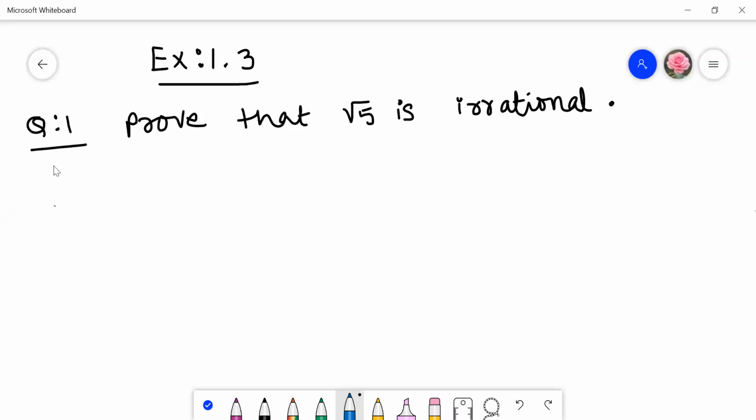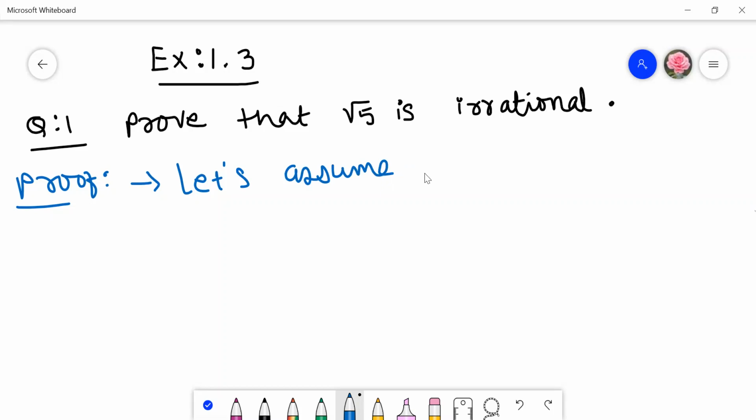So students, this is exercise 1.3, question 1. Prove that root 5 is irrational number. So we have to prove this. I am teaching you in very easy steps. First of all, let us assume, contrary, that root 5 is rational number.